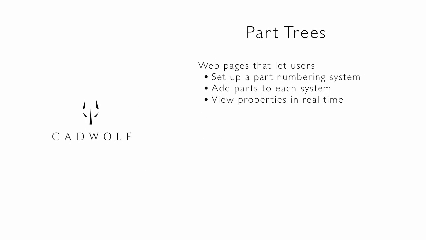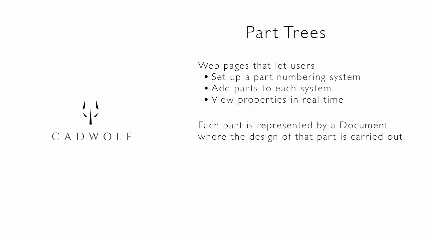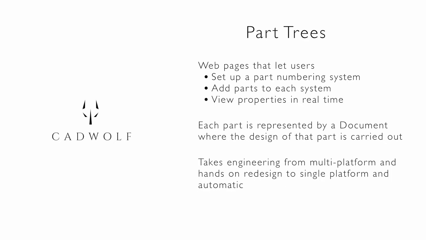Part trees are a common engineering concept that CADWOLF adds a new dimension to. A part tree is a web page that lets the user establish a part numbering scheme, add parts to each system, and then view the properties of each part in real time. Each part is represented by a separate CADWOLF document where the design of that component takes place. This takes engineering from a multi-platform discipline with long redesign times to a single platform with automatic redesigns. Note again that every part tree has the phrase "part trees" at the beginning of its URL.